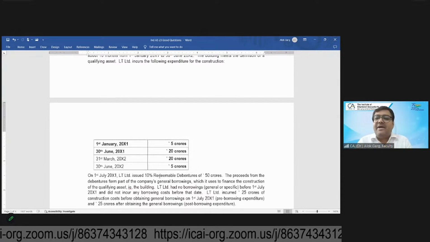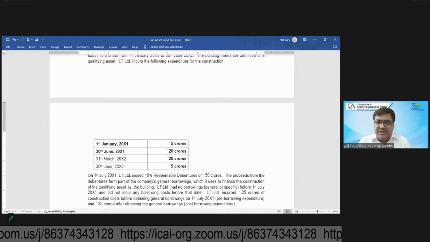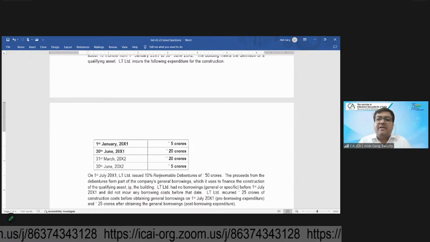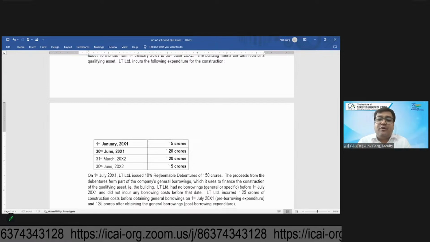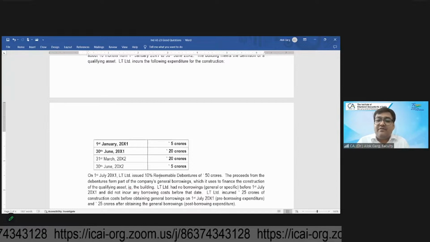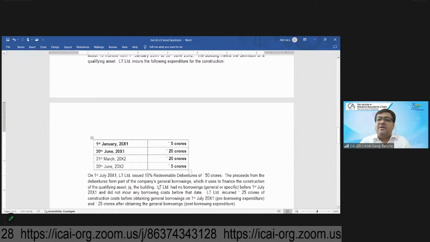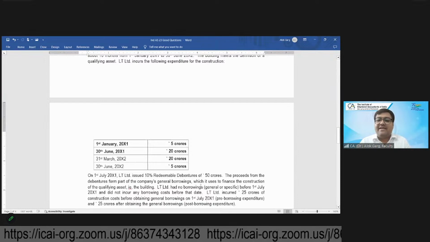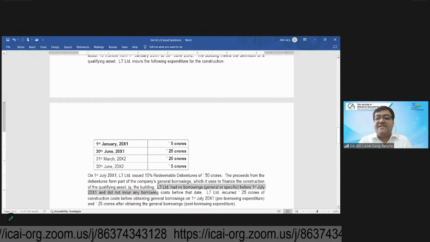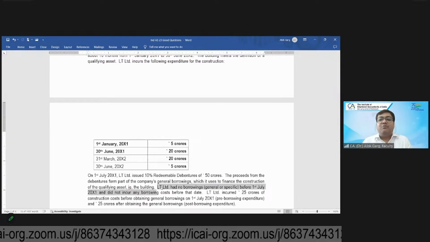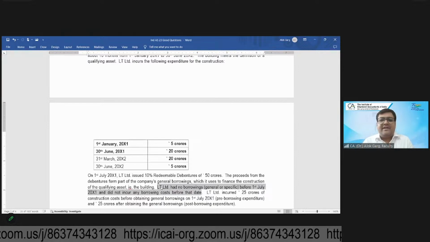It says that the money generated from the issuance of debentures is part of general borrowing, and part of the money is going to be used to finance the construction of the qualifying asset. The company does not have any specific borrowing before 1st July 20x1 and did not incur any borrowing cost before that date. This is the first borrowing.